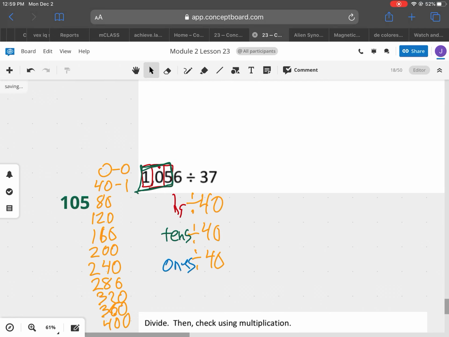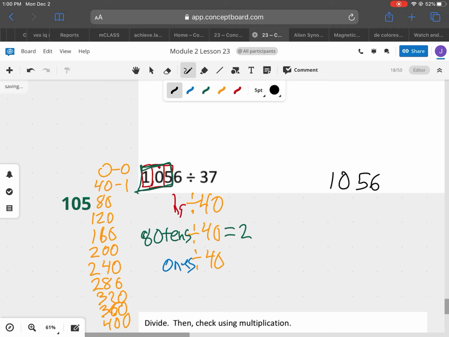So I have to think to myself, which one is it close to without going over? It's close to the 80. So I'm going to do 100, excuse me. I'm going to do 80 divided by 40, and that gives me 2. So I have 1,056 divided by 37.